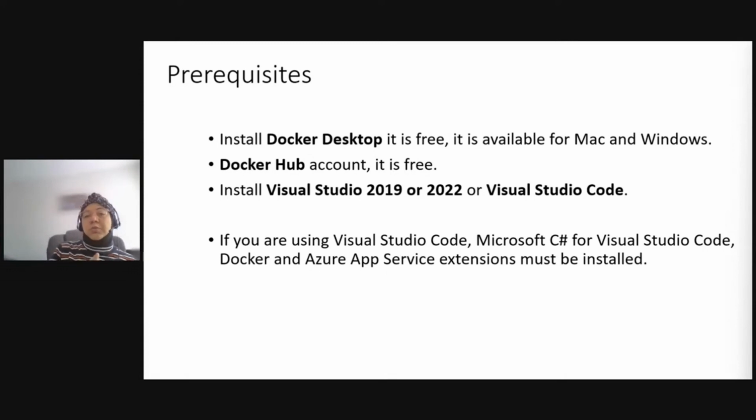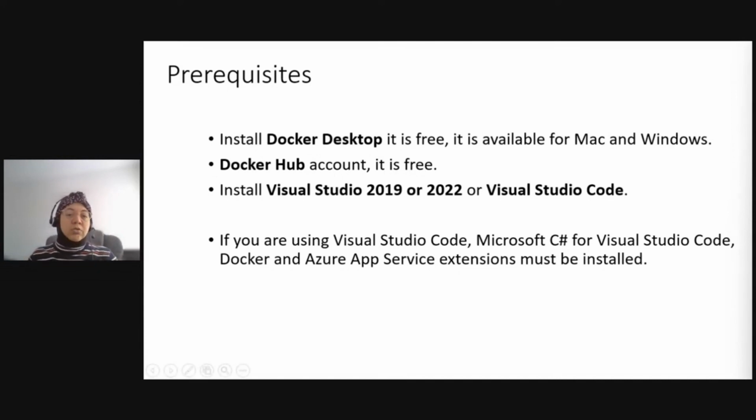The difference between Visual Studio Code and Visual Studio 2022 is that in Visual Studio Code we will use the command line. Maybe in Visual Studio 2022 you need just a few clicks to run. But today our demonstration will be on Visual Studio Code. And for Visual Studio Code, we need to add the Microsoft C# extension and the Docker extension also.